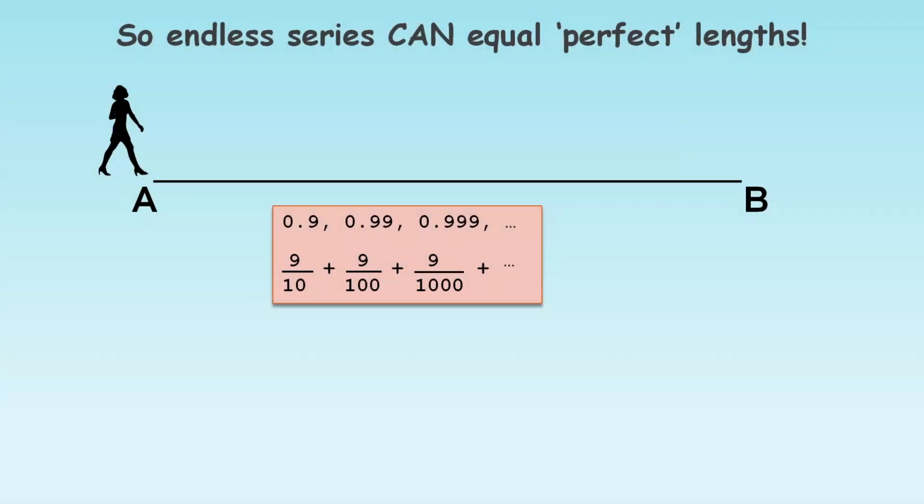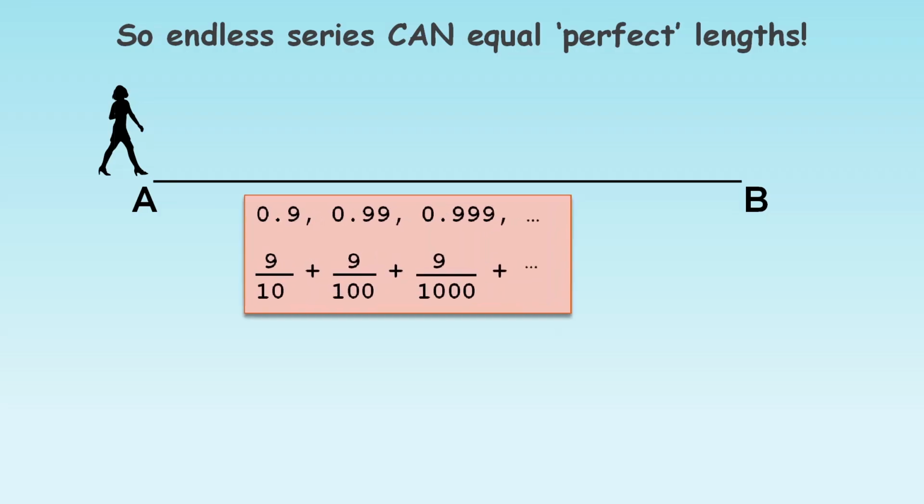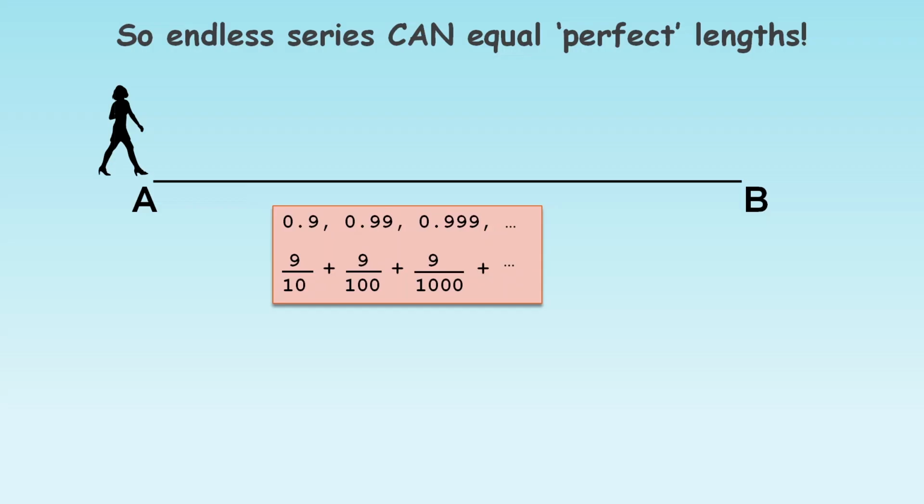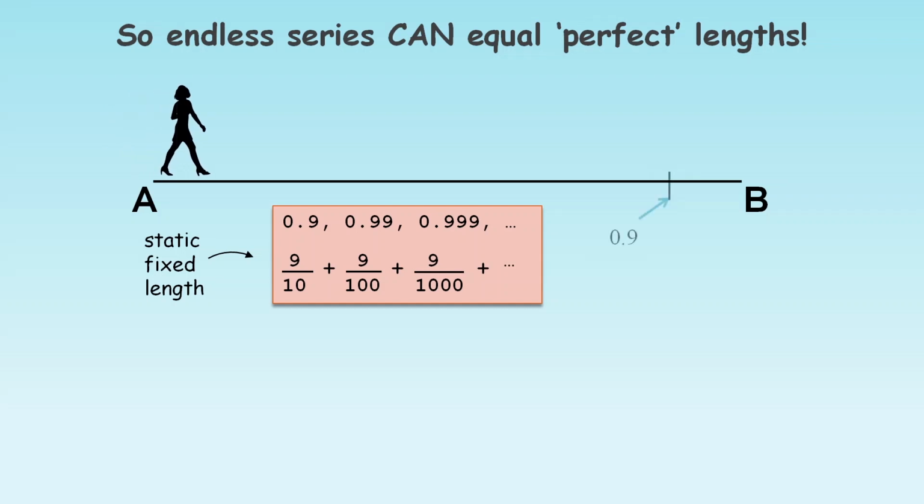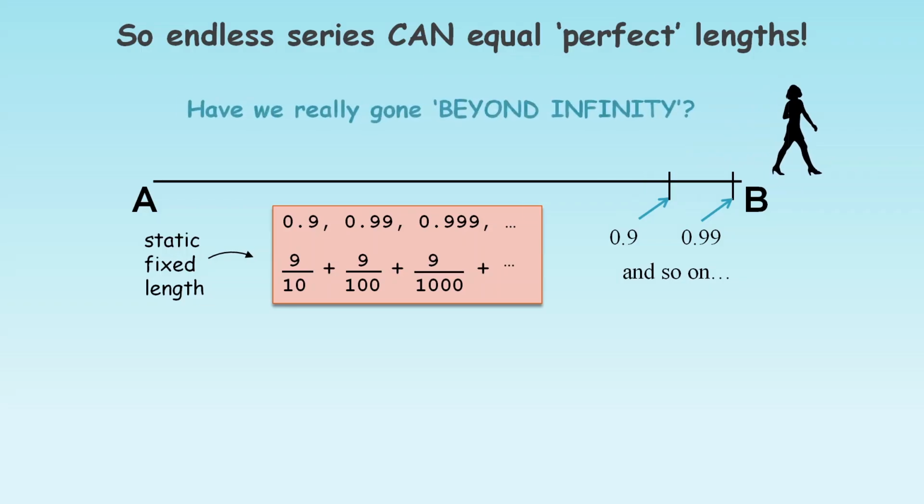If we accept that a length of exactly the square root of 2 can exist, then it follows that 9/10 plus 9/100 and so on should also correspond to a static fixed length. In which case a journey from A to B should be able to be considered as being a completed infinity of smaller journeys. So when we get past point B, we will literally have gone to infinity and beyond.